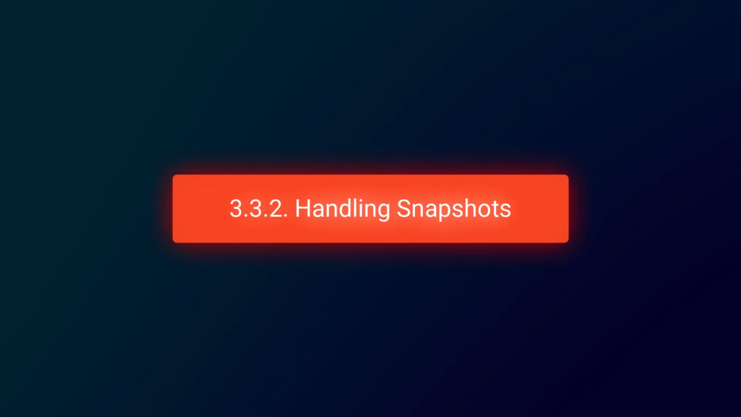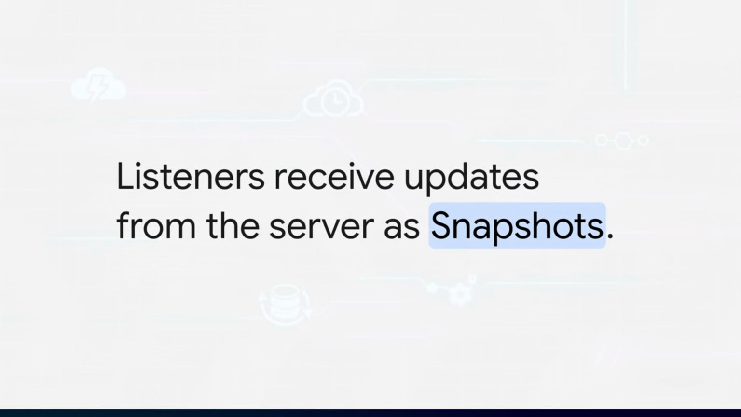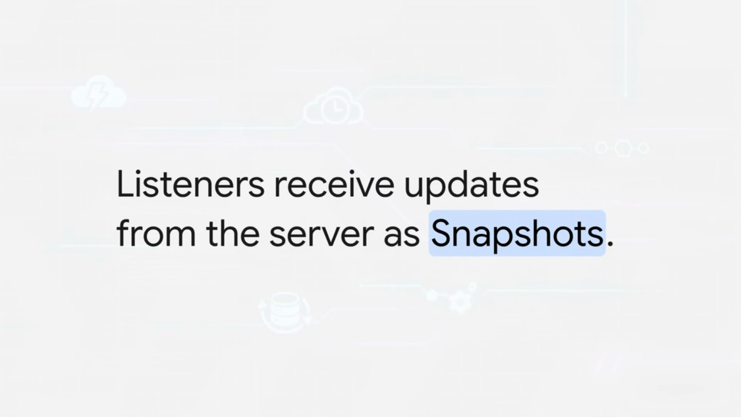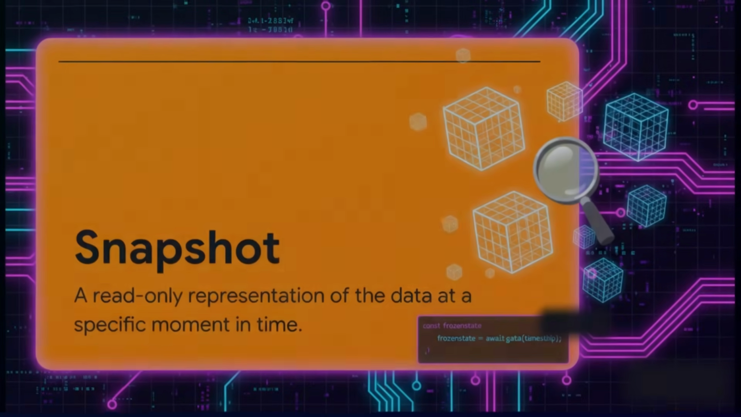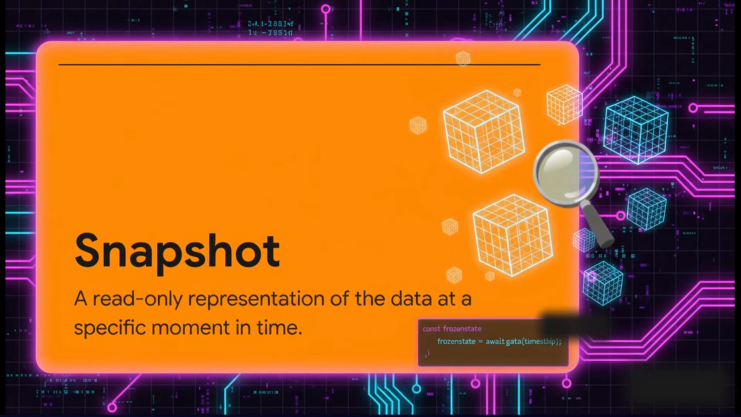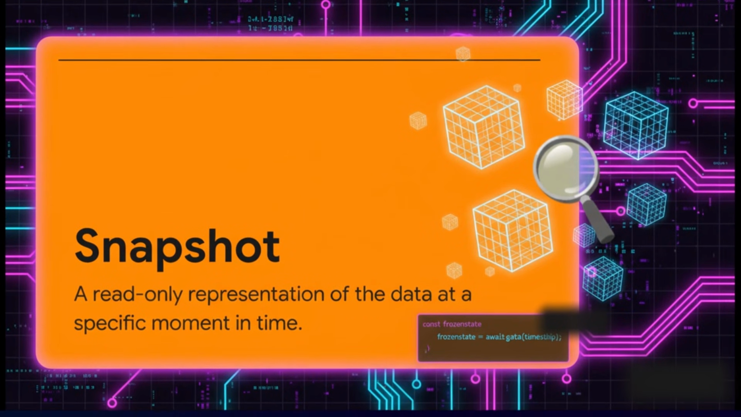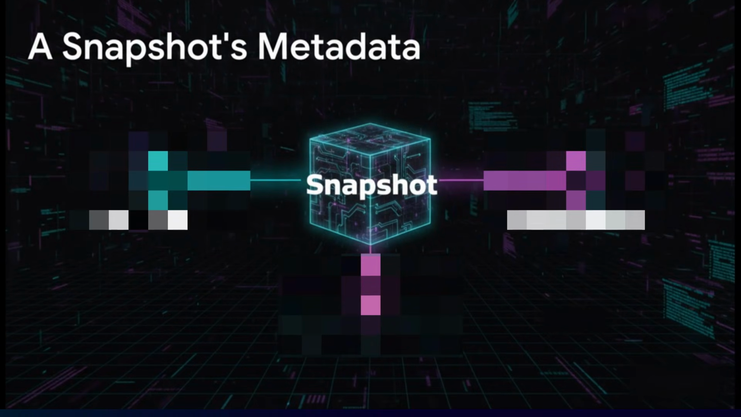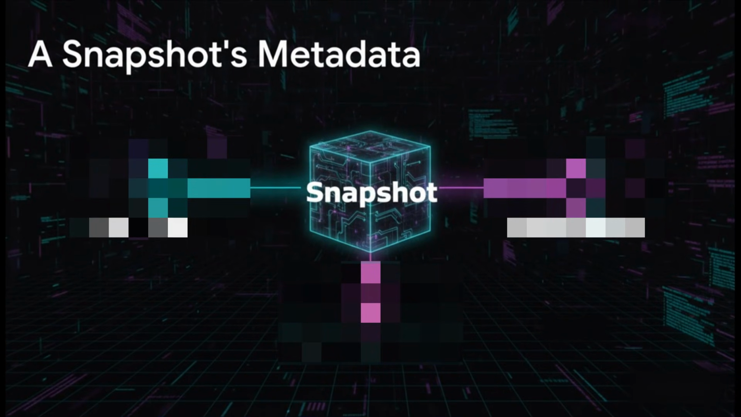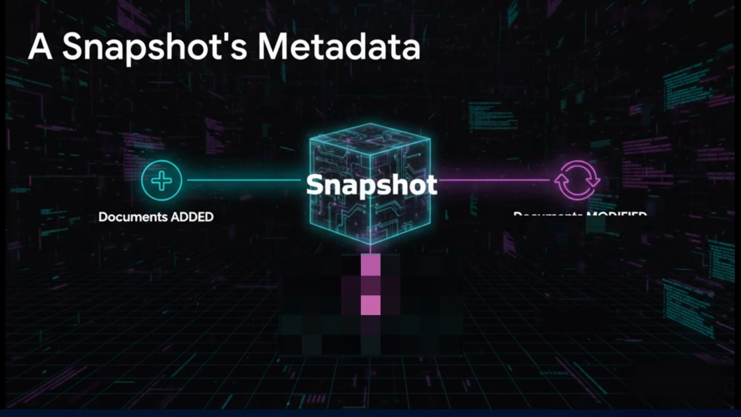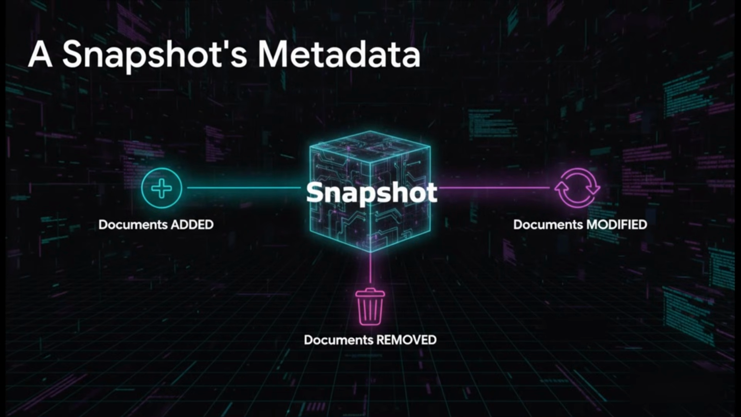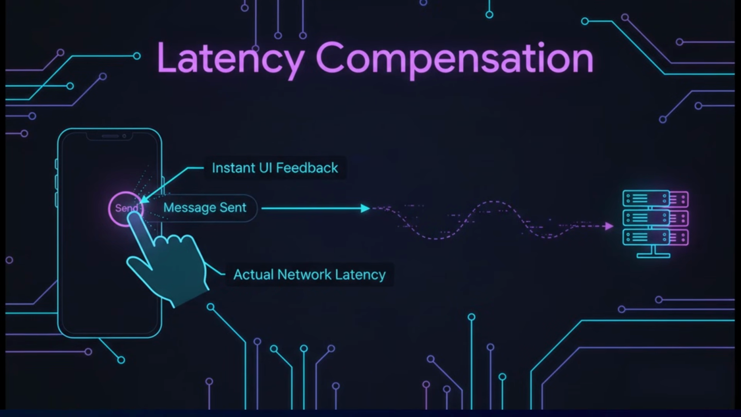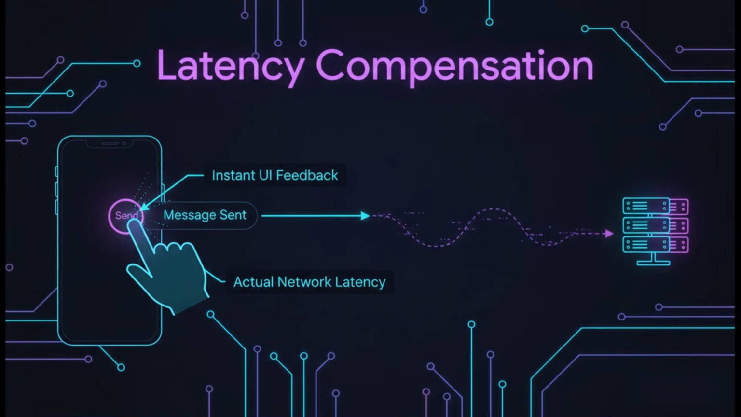Handling snapshots. When a listener receives a new update, it delivers a snapshot of the data. A snapshot is a read-only representation of the data at a specific moment. When listening to a collection, the snapshot also includes metadata about the changes that occurred. For example, which documents were added, modified, or removed. Your application can then use this information to update the user interface efficiently.